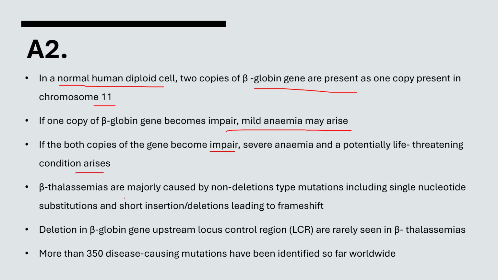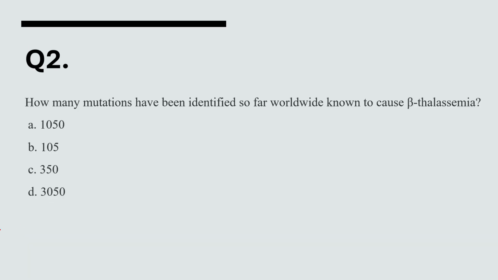Beta thalassemias are mostly caused by non-deletion type mutations, including single nucleotide substitutions and short insertions or deletions leading to frameshift mutations. Deletions in the beta globin gene upstream locus control region, that is LCR, are rarely seen in beta thalassemia, and about 350 disease-causing mutations have been identified so far worldwide. So our answer is 350.